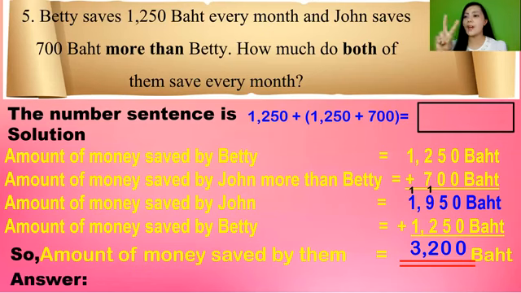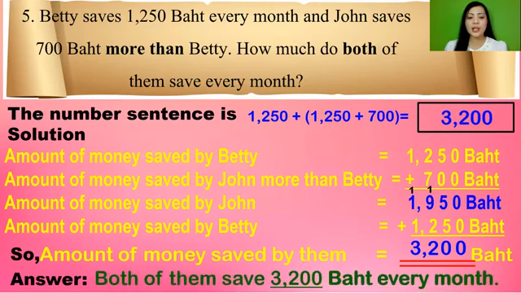Amount of money saved by the two of them, both of them, is equal to 3,200 baht. So the final answer, both of them saved 3,200 baht every month. Wow, that is very good savings. All right, so that is question number 5.